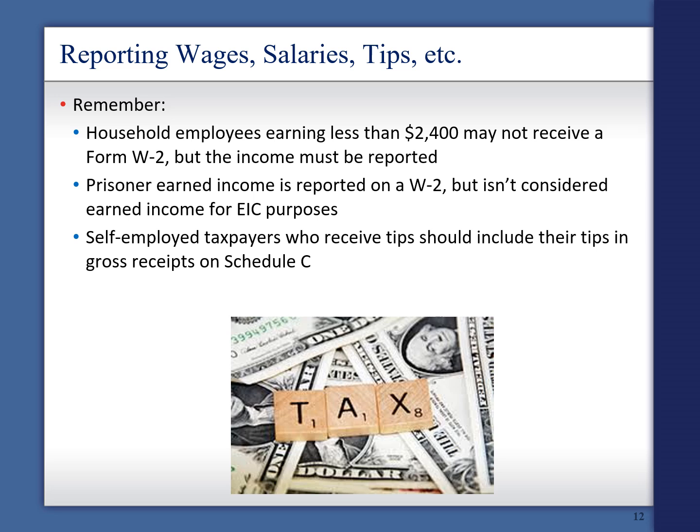Now let's talk about tip income. If taxpayers have jobs in which tips are normally received, for example, waiter, waitress, bellhop, or motel or hotel housekeeper, be sure to ask about any tips they may have received. All tip income is taxable whether or not it is reported to the employer. Self-employed taxpayers who receive tips, such as hairstylists and manicurists, should include their tips in gross receipts on Schedule C.